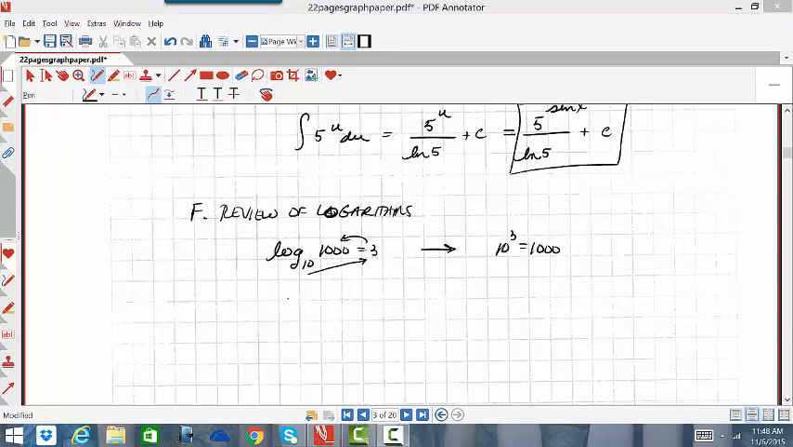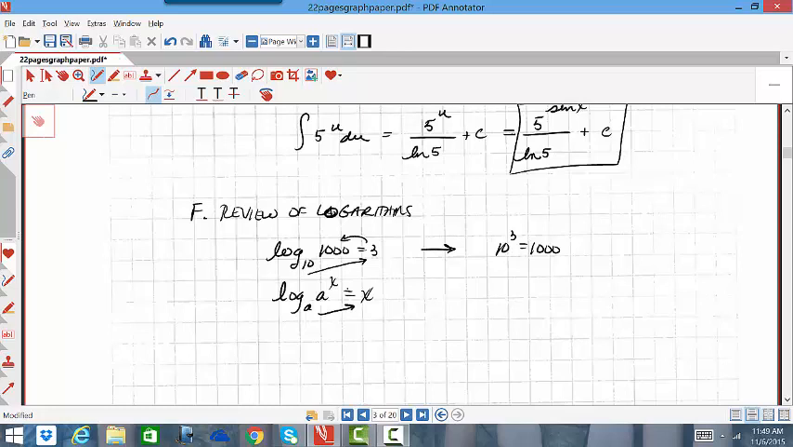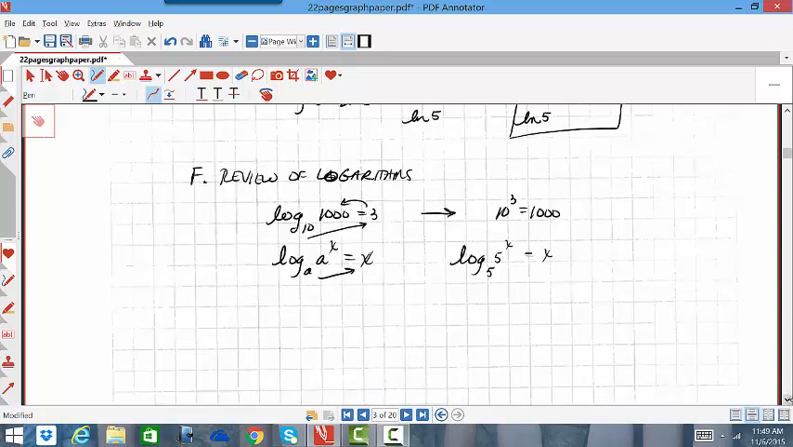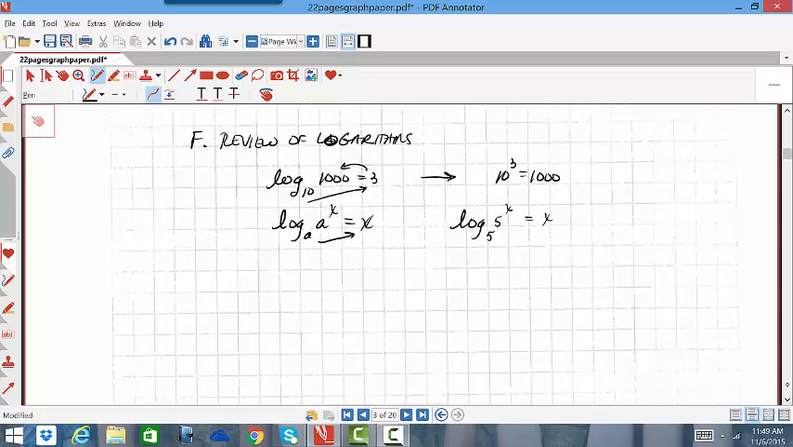All right, now that we see the pattern, if we have log base a of a to the x, it will equal x, because a to the power of x is a to the power of x. So for instance, if we have log base 5 of 5 to the x, it will equal x. All right, here's another one. I guess I could number these.